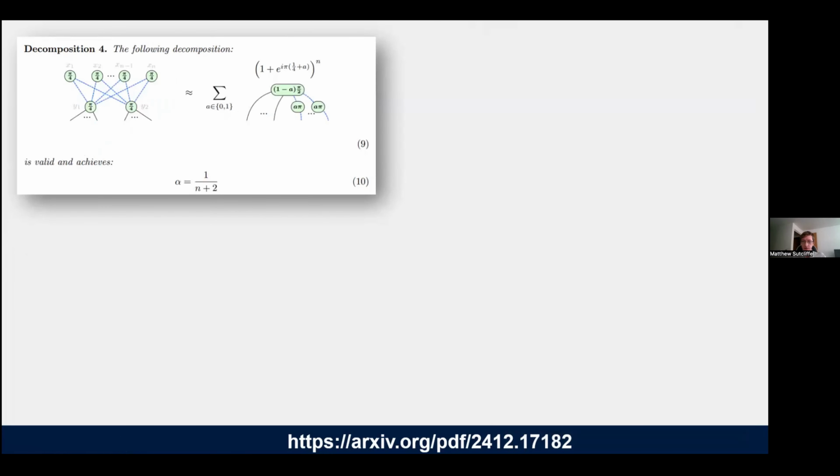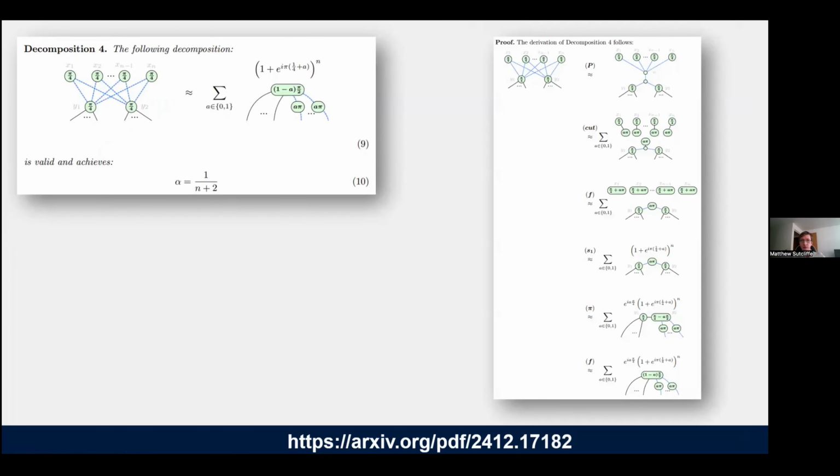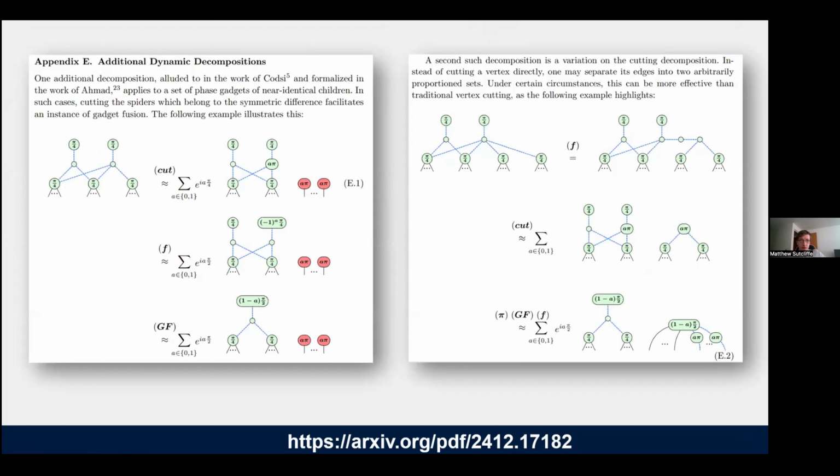And lastly, we have this similar one where we apply a case of pivoting and then a cut. And this has an alpha of 1 over n plus 2. So these are our 4 decompositions that we've introduced. And very briefly, I'll just talk about 2 more that we tried out.